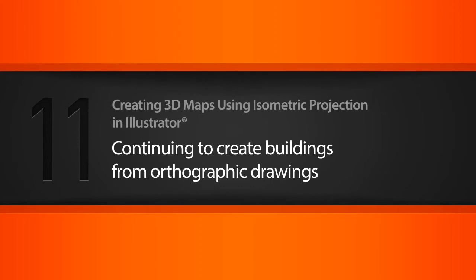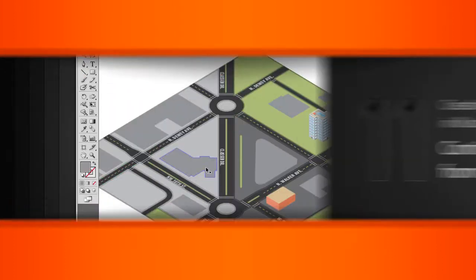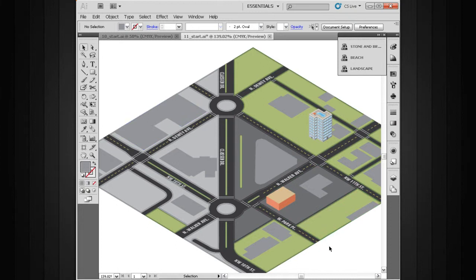In this lesson, we'll continue to build orthographic drawings and convert them into three-dimensional objects using our isometric actions. In the previous lesson, I showed you how to take a footprint of one of these buildings that we've already applied our top action to, and use the orthographic drawings to create a 3D object of the building. Now, in this lesson, I just want to spend a little bit more time walking through this process with you.